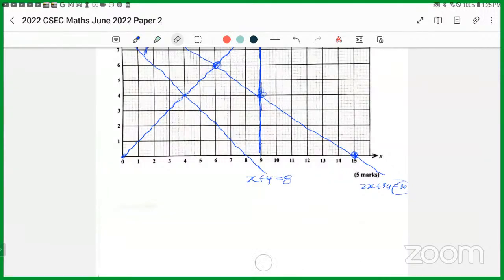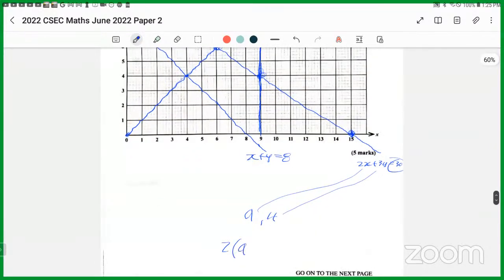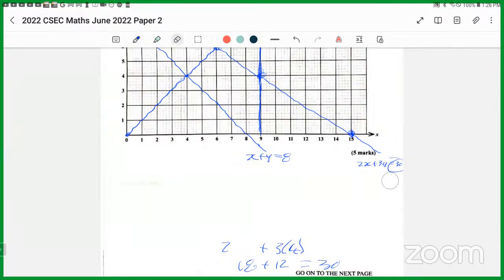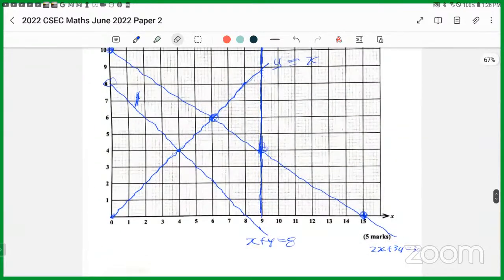And the next point I'm going to try is 9, 4. So I'm going to plug 9, 4 in there. It will be 2 times 9 plus 3 times 4. Now 2 times 9 is 18 and 3 times 4 is 12, which equals 30. Good. So those points are correct. The line is good. So that is the line right here.